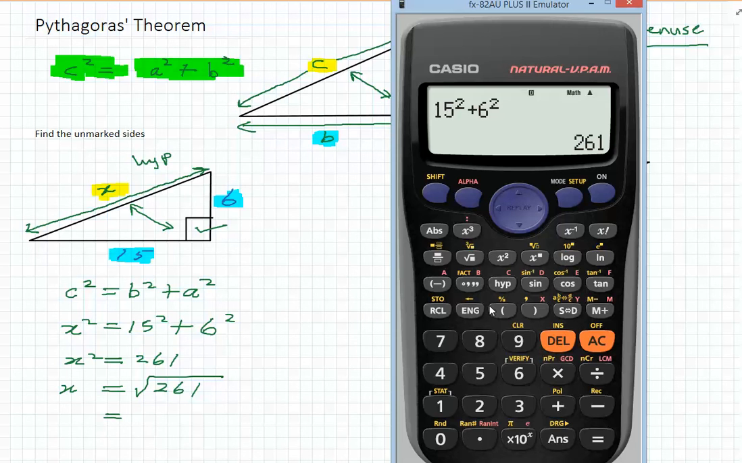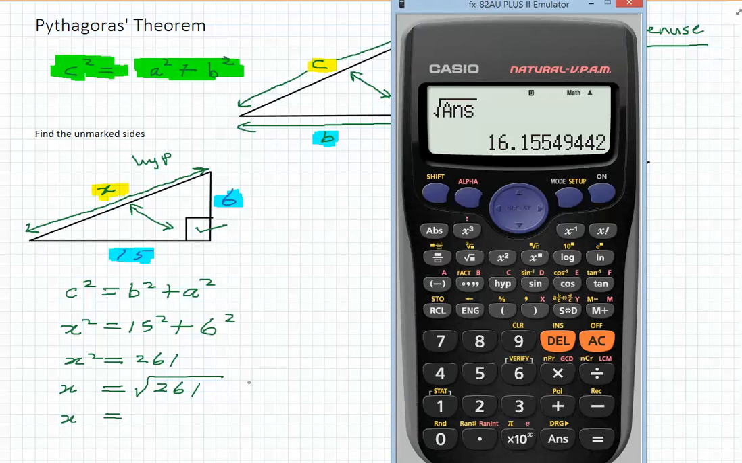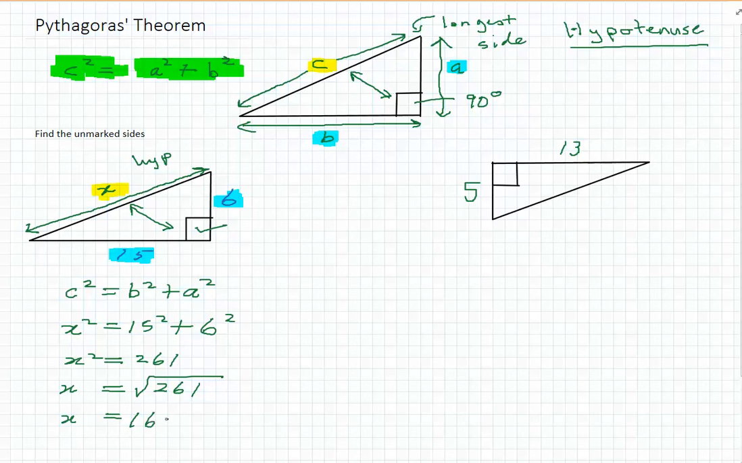So again, go to your calculator. Now that I've already got 261 in the calculator, I'm going to use the answer key. So hit the square root key, press answer, it brings up the previous answer from memory, 261, hit equals. And now we can write down our final answer. And that was 16.16, and you should write whatever the units might be, centimetres. There's no units here. Okay, so that's an example where we've worked out the hypotenuse length.